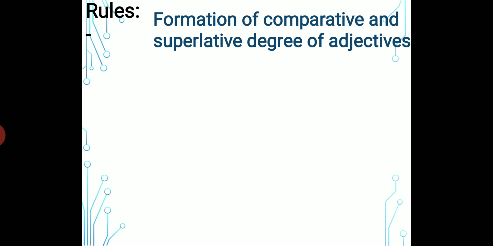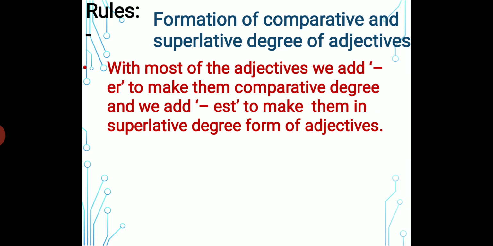The first rule is, with most of the adjectives we add er to make them comparative degree, and we add est to make them superlative degree. It means generally we use er with an adjective to make it a comparative form of the degree, and we add est with an adjective to make it a superlative form of the degree.